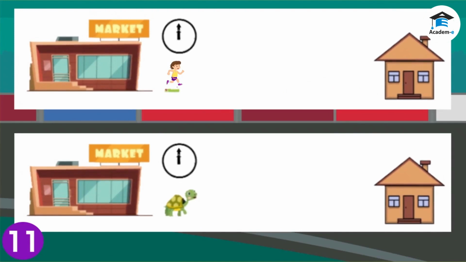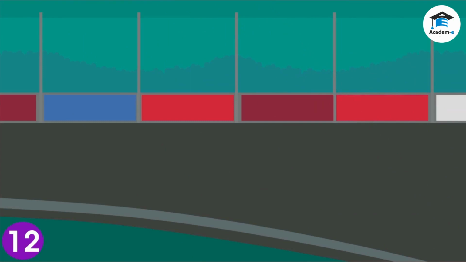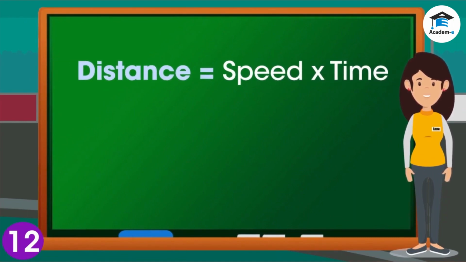Speed is a measure of how fast an object is moving. An object with high speed can cover a distance in less time than an object with low speed. Using the ratio, we can also compute the distance traveled if we are given the speed of the object and the time it takes to travel. The formula is distance equals speed times time.